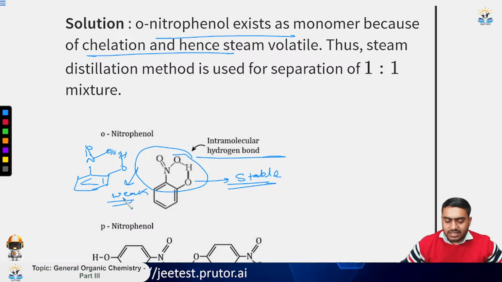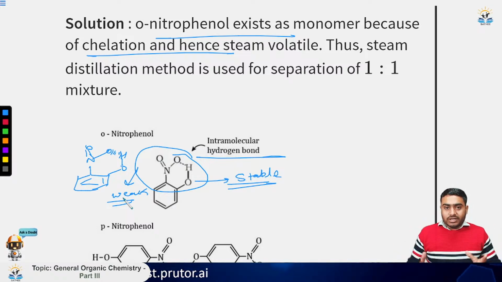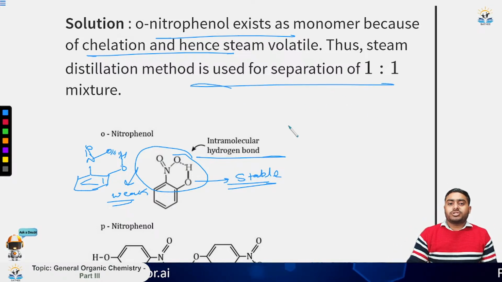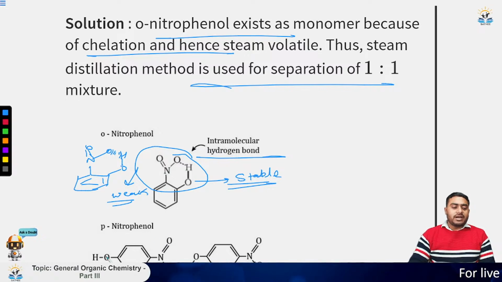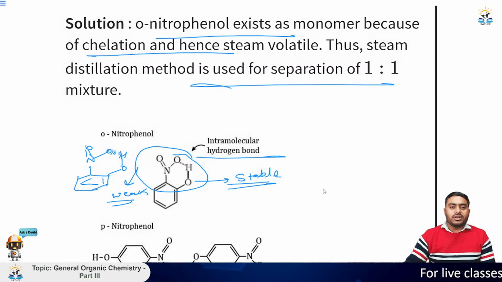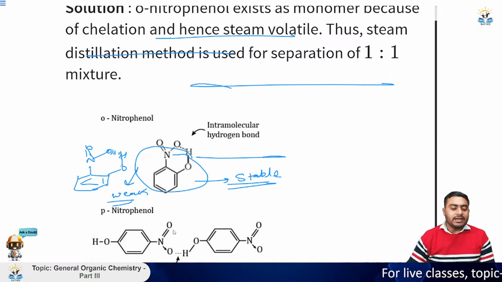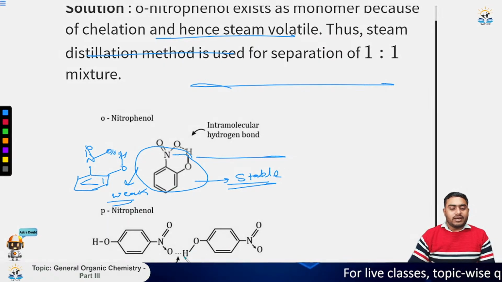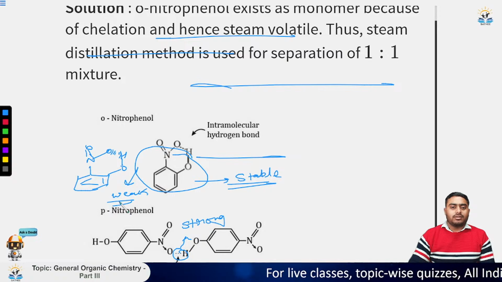Between these two compounds the interaction is weak. That's why this is steam volatile. Thus the steam distillation method is used for the separation of a 1:1 mixture, because in the case of para-nitrophenol, what type of bonding is there? You can see here, intermolecular hydrogen bonding, right? So this interaction is strong as compared to this one.